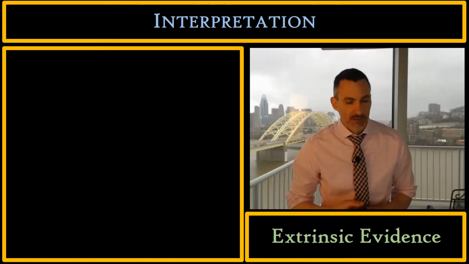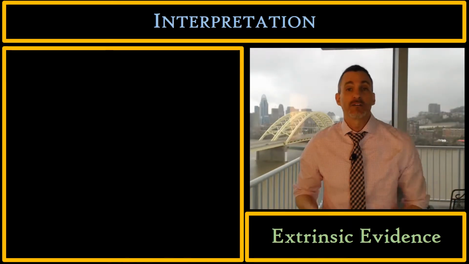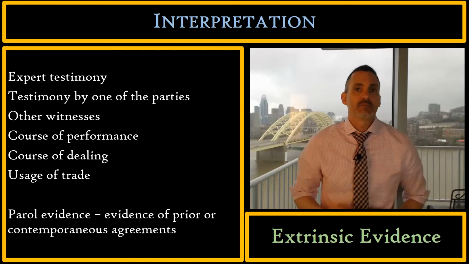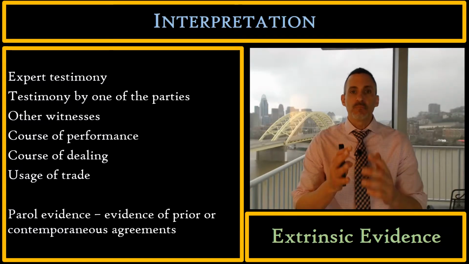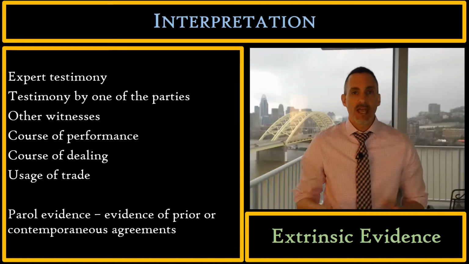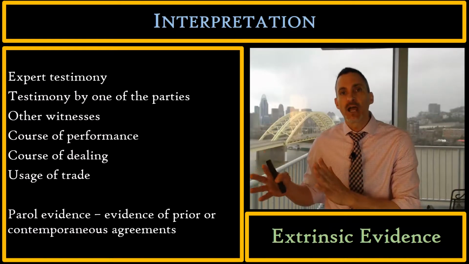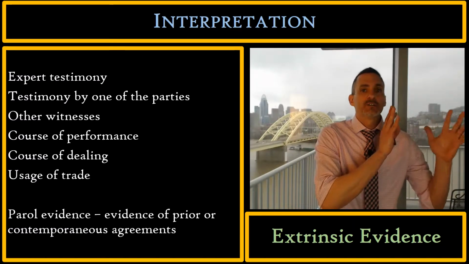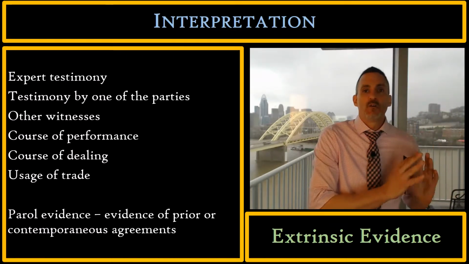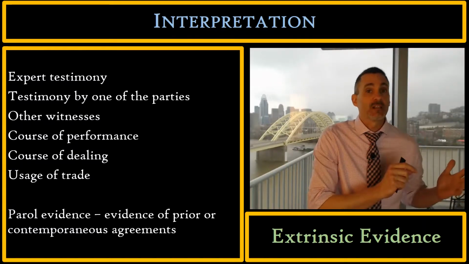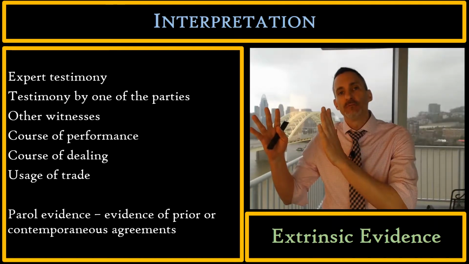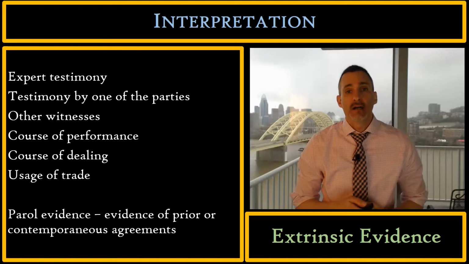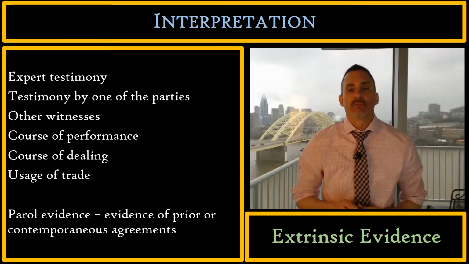All right, so let's talk about the different types of extrinsic evidence. We've talked about this before. Expert testimony, testimony by one of the parties, testimony by other witnesses, course of performance, course of dealing, and usage of trade. And probably the most important one for this is parol evidence. That's where the parties have a written contract, but before that they entered into some sort of oral agreement or some sort of written agreement, something that's written down that somehow, for some reason, didn't make it into the written contract. We'll talk about that in depth.